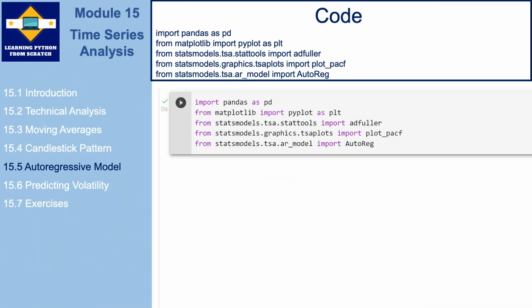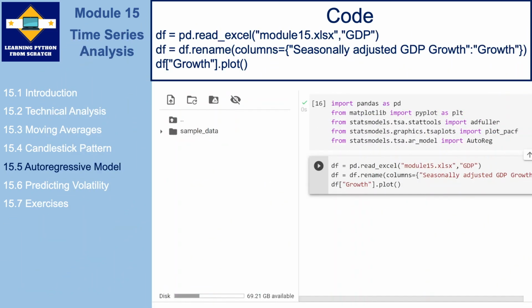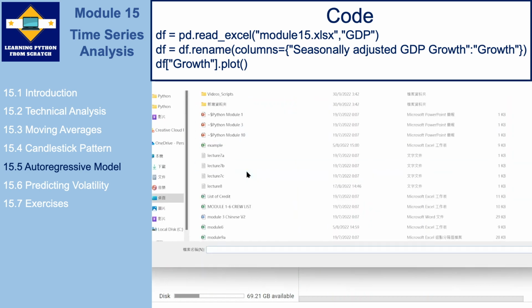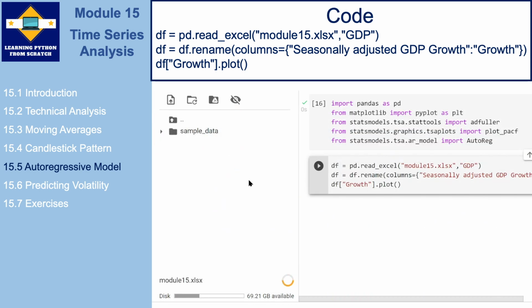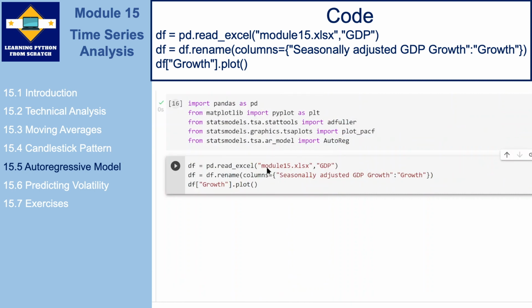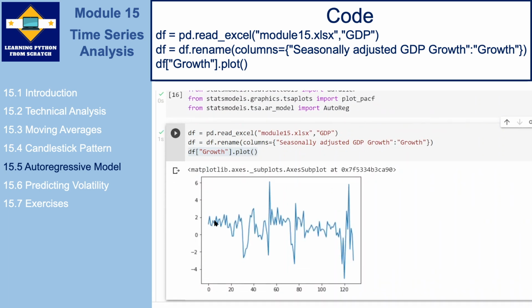So here, we are going to import several libraries: pandas, matplotlib, statsmodels.tsa, statsmodels.graphics, and statsmodels.tsa.ar_model. Then next, we need to upload the module 15 Excel file to the platform. And then we are going to read the file into the df data frame, rename the column, and also plot the growth rate. Now you should be able to see the growth rate change over time.